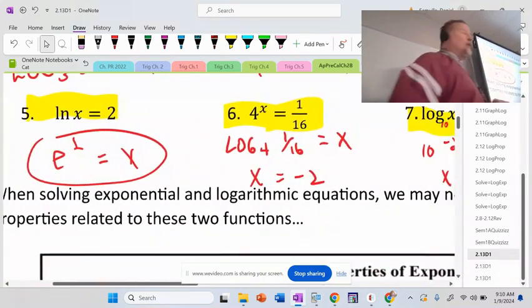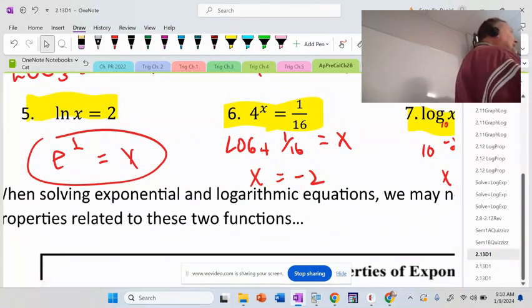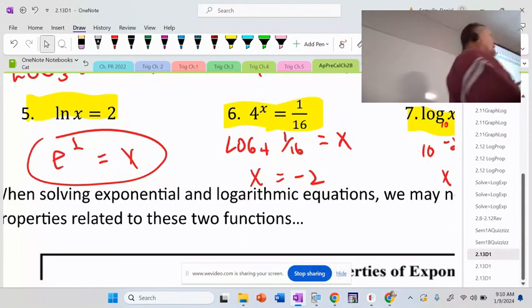Okay, no calculator, you just say e squared. By the way, ln is log base what? 3, 2, 1, go. E. That's why it's e to the second equals x. E to the second is a number.